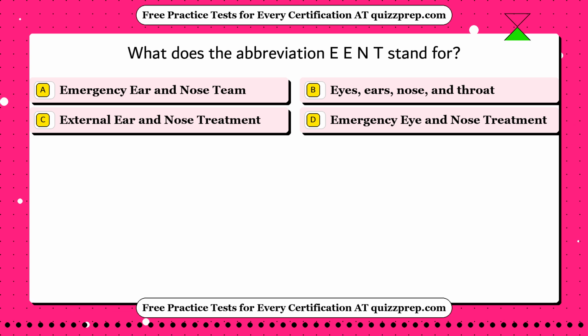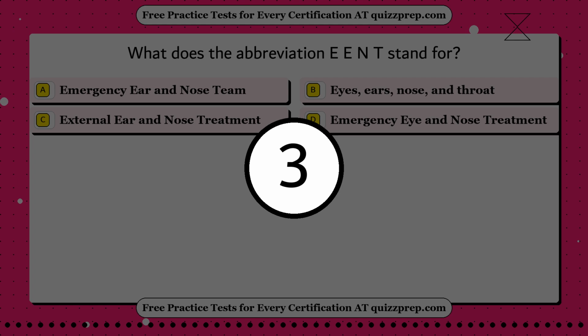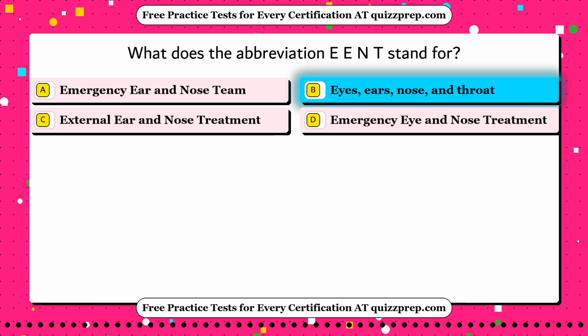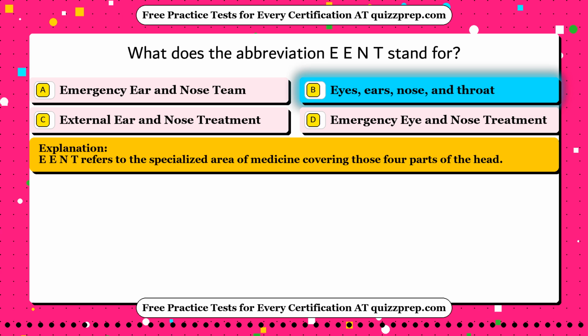Question 38. What does the abbreviation ENT stand for? Option A, emergency ear and nose team. Option B, eyes, ears, nose, and throat. Option C, external ear and nose treatment. Option D, emergency eye and nose treatment. The correct answer is option B, eyes, ears, nose, and throat. ENT refers to the specialized area of medicine covering those four parts of the head.